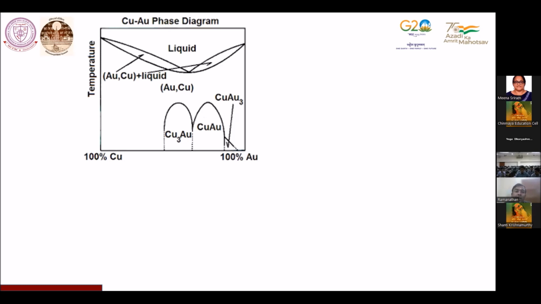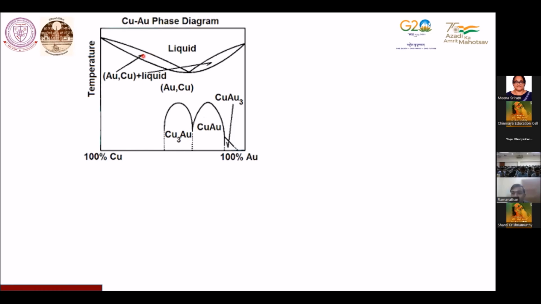Suppose I want to make a gold and copper solution. Today we know it through what we call a phase diagram. If I have this phase diagram in front of me, and I want to get to this place where this first arrow is, suppose I want to make a composition which is roughly 80% copper and 20% gold, which means I need to go to this temperature. So this is the information I get from a phase diagram readily.